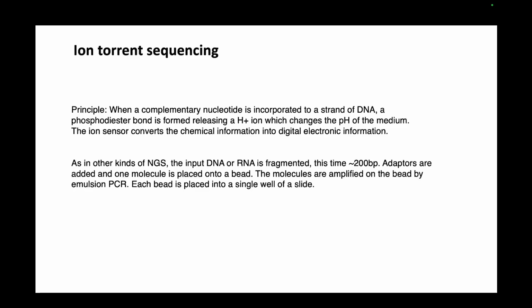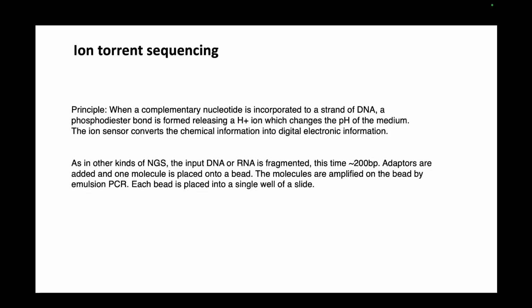So after the addition of each nucleotide, the amount of H plus that is released and the amount of pH change is very specific to each kind of nucleotide. So if a sensor senses that it has, say for example, I'm just giving a rough example.